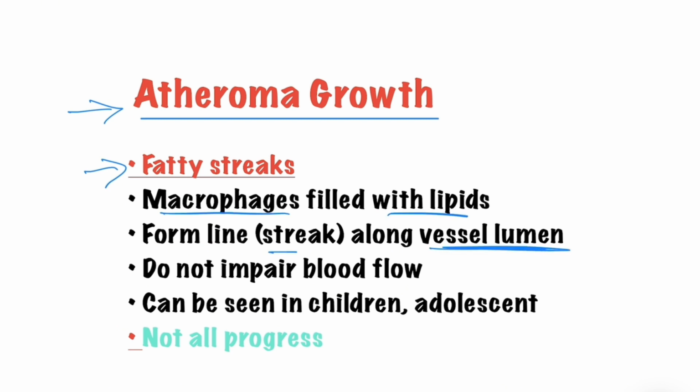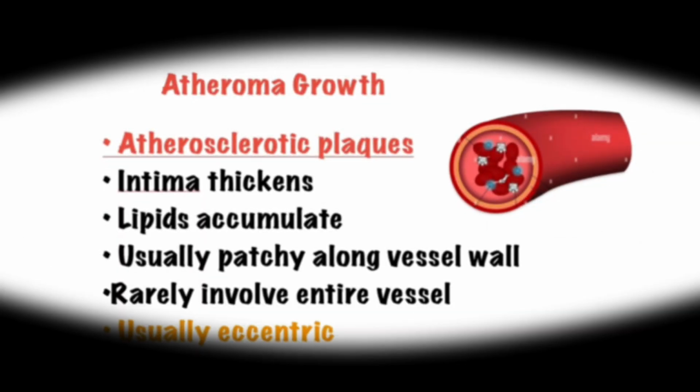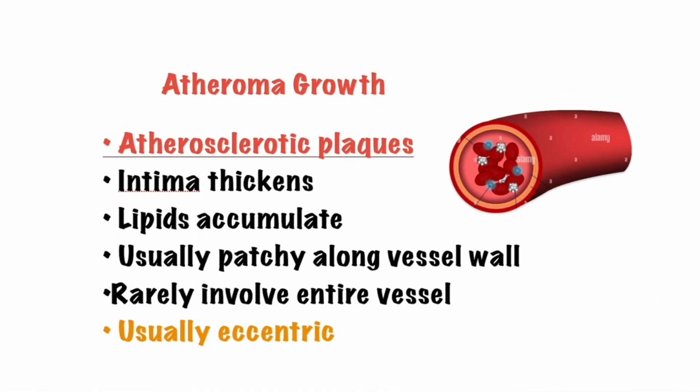It does not impair blood flow because it is eccentric. It is built on one side of the lumen. It cannot be seen in children and adolescents. Not all progress. Before going to the atherosclerotic plaque, let's review the layers.